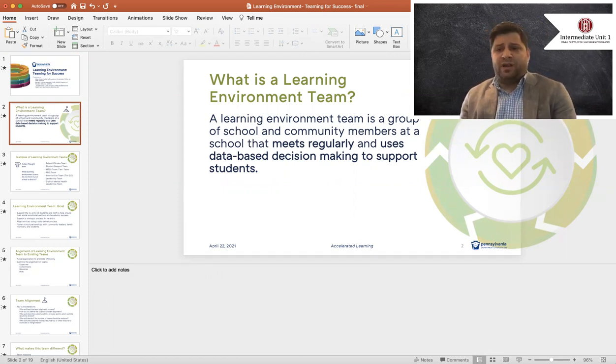And that's what we're going to be talking about today, how to form that new team if you see that that is a need. We're also going to be talking about this decision-making process using data, what that looks like, what that means, and how to make those decisions based on that data to best support your students and your staff.